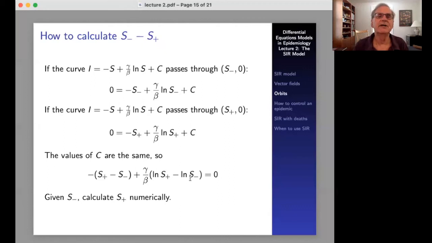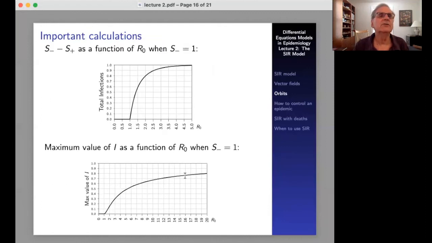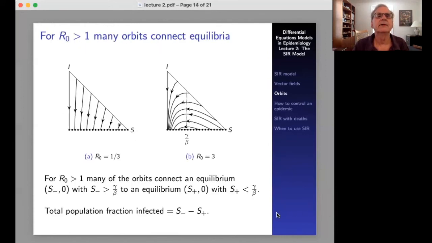If you knew S minus, you would just have an equation for S plus, and there's not really a formula for S plus, but it can be calculated numerically. We made a little graph here. One thing that's particularly important is if you take S minus equal to 1, where everybody in the population is susceptible. So that's the case with a new disease. Nobody in the population is immune to it. It's never been around before.